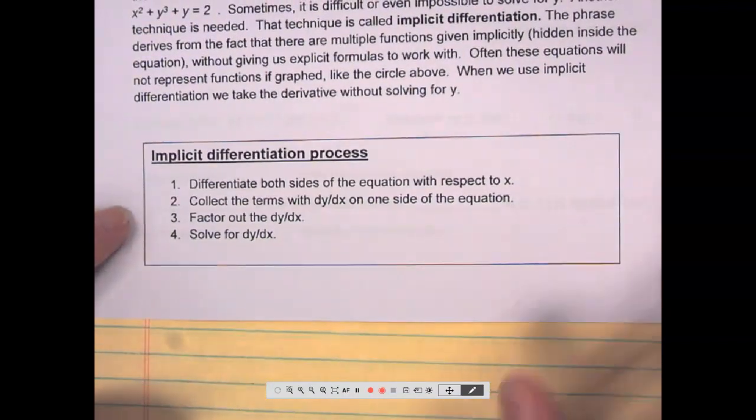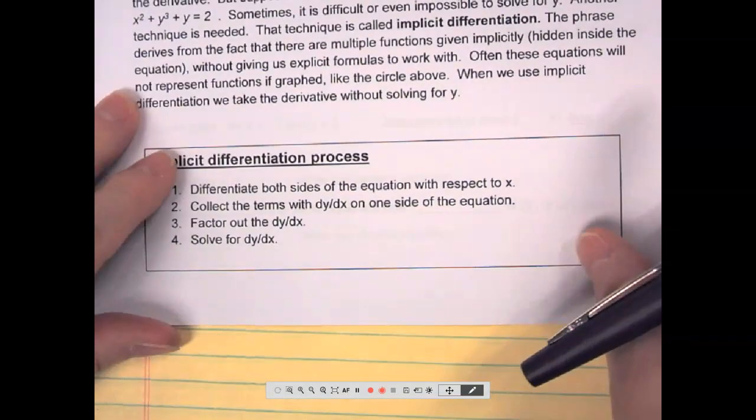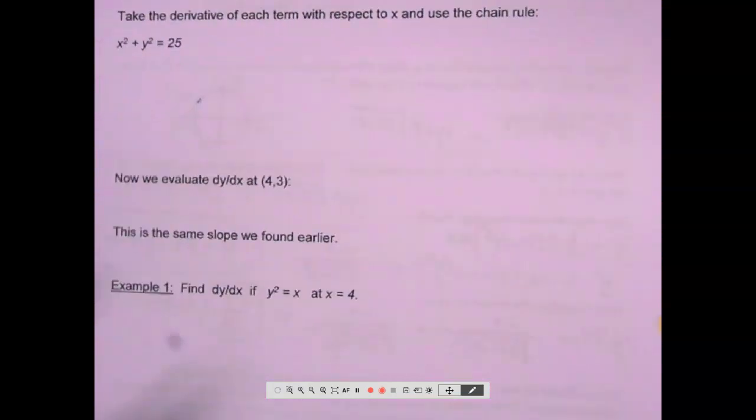Now, this implicit differentiation is a situation where I always use dy/dx and not y prime. It's easy to lose the y prime in these problems. So I always, 100% of the time, use dy/dx on these. All right.